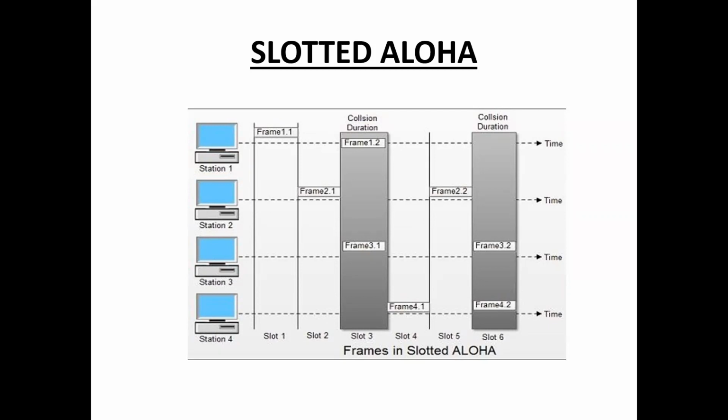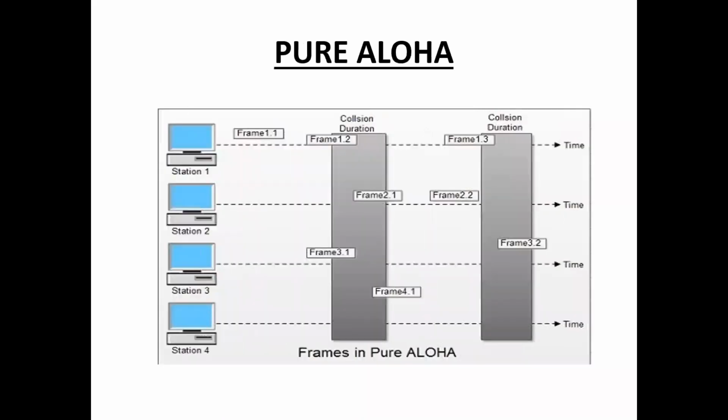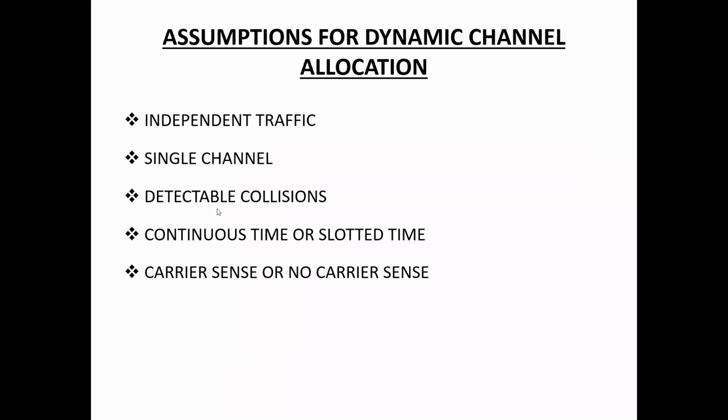Suppose station 1 sends the frame 1.2 and station 3 sends the frame 3.1. Both are transmitted at the same time slot 3, so the collision occurs. Station 1 resends the frame 1.2 and station 3 resends the frame 3.1. The frames lost due to collisions are retransmitted once again. That is the third one, detectable collisions.